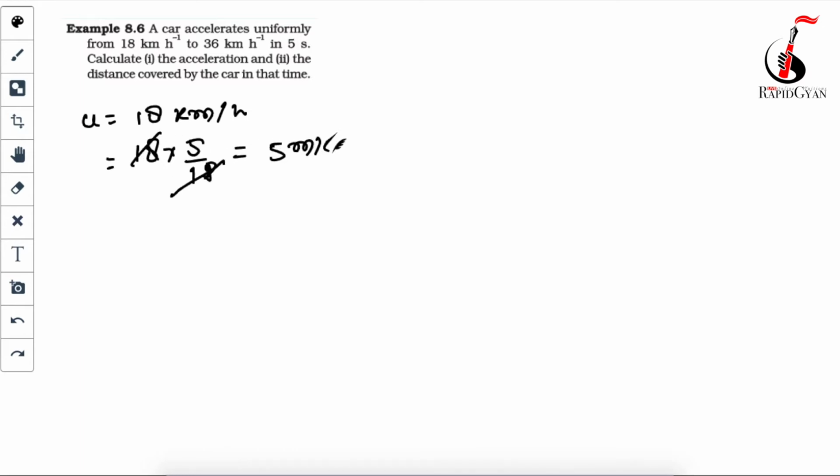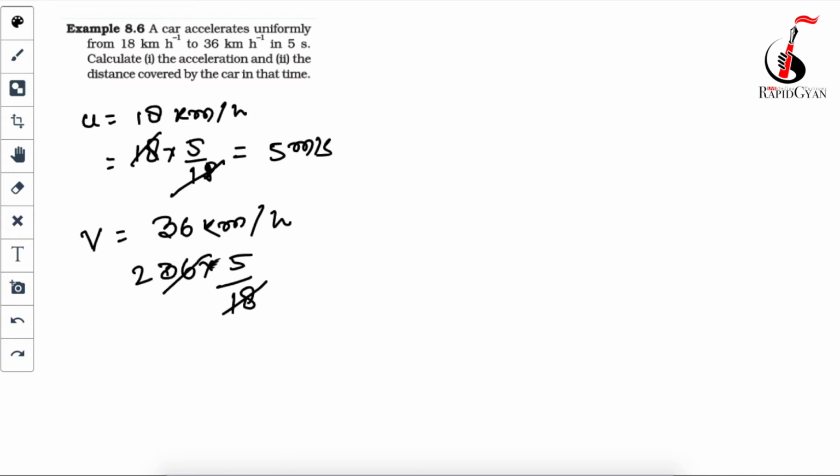Okay. Now your V is 36 kilometer per hour. Convert this into meter per second. So 36 into 5 upon 18. 18 goes into 36 twice, 2 fives are 10 meter per second. Your next observation is your time, which is equal to 5 seconds. Correct? Now what you will have to find out? You will have to find out acceleration.